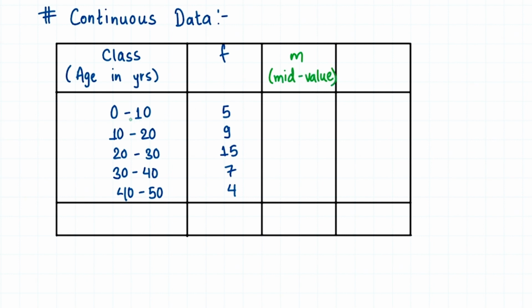So in case of our 0 to 10 class, our mid-value is 5. In case of 10 to 20, it's 15. In case of 20 to 30, it's 25. In case of 30 to 40, it's 35. And for 40 to 50, it's 45. Now this is pretty simple, right? The middle term of 0 and 10 is 5.